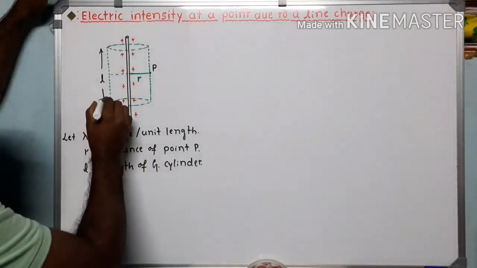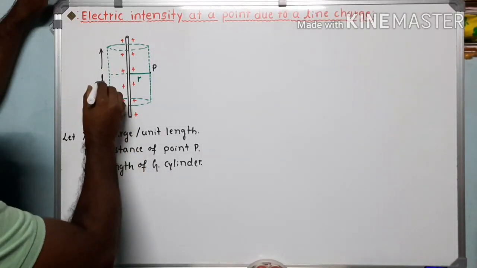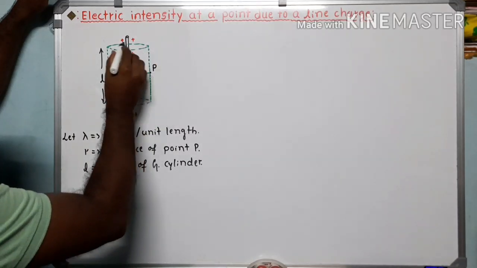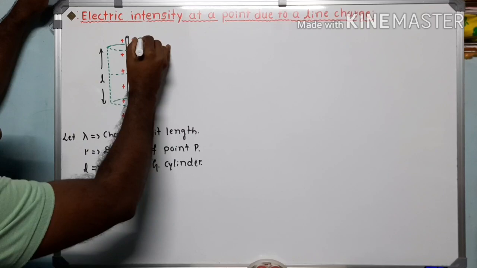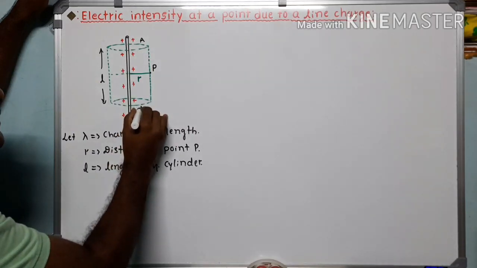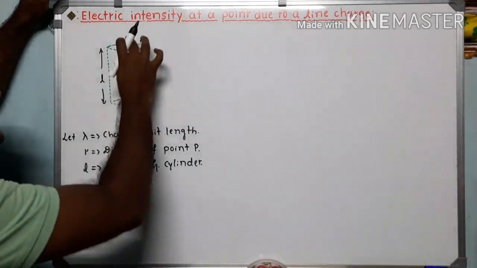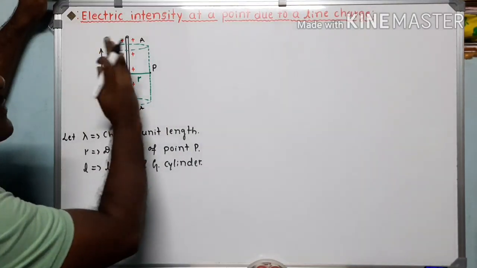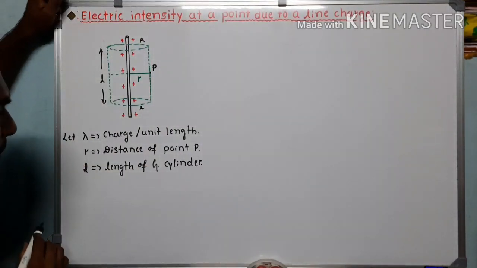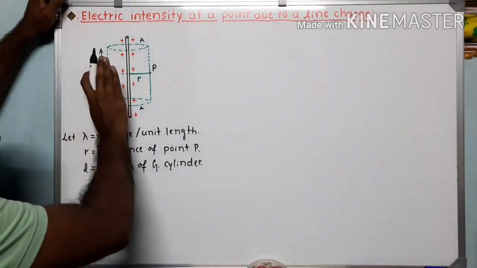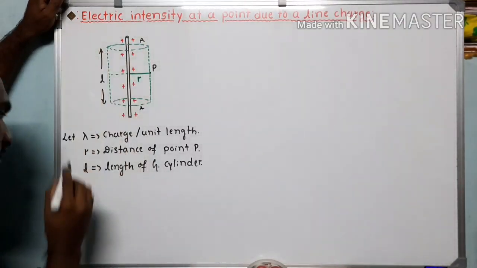Here, what is the length of this cylinder? L. Let the area of cross section of this cylinder be capital A. Okay, getting the idea? There are two end caps and this is the curved surface. Now, flux across the curved part of the cylinder.